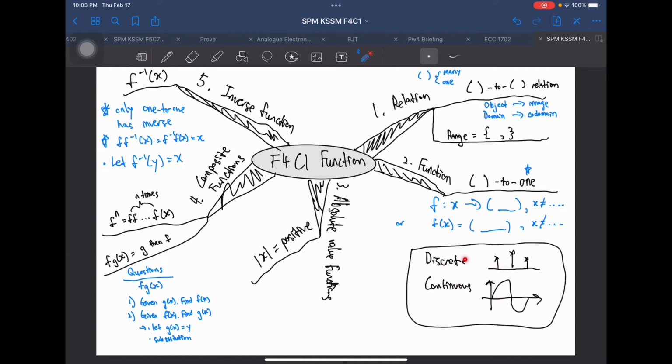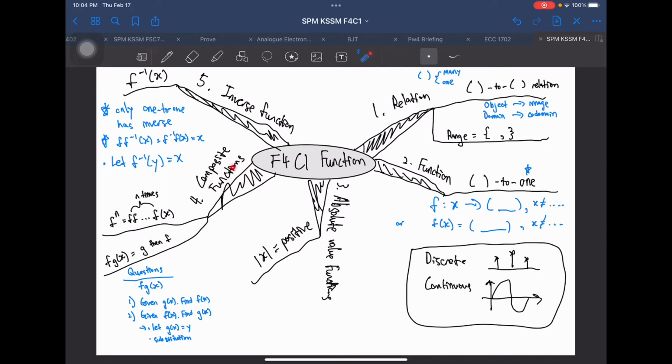Okay, so now let's move on to the third part, the absolute value functions. So what is meant by absolute? Absolute means you turn everything into positive. You turn every negative, let's say your x is -7, so you turn it to +7. This means absolute.